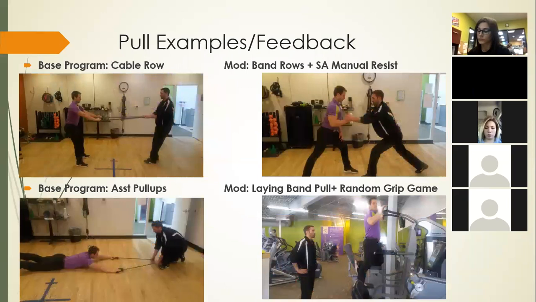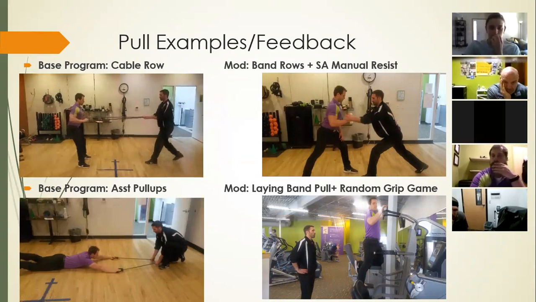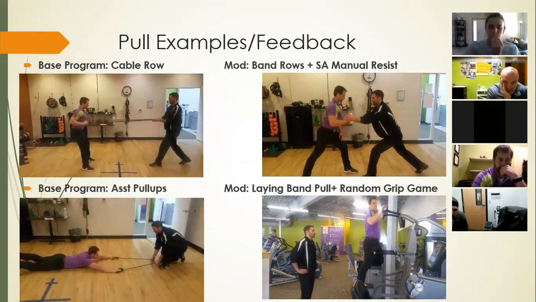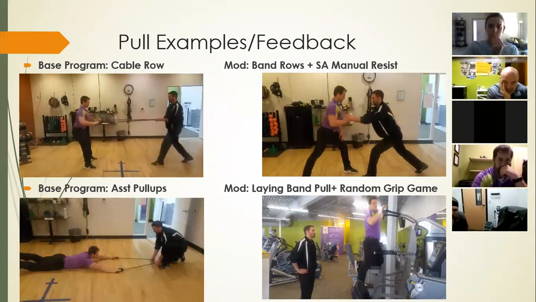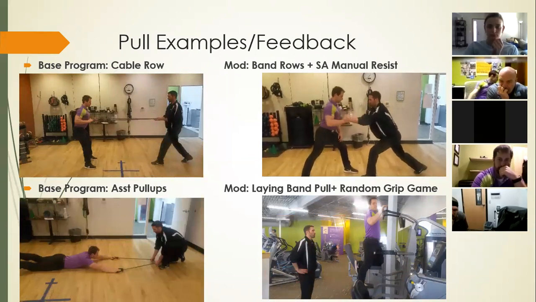Base program, you might put in a cable row. Here's what you can do with the client. Kyle, once again, is going to be my anchor point. And I'm doing the rows with the band there. And then the other one is a manual resistance one. So now we're going to do a single arm row. Kyle's pulling as I'm trying to pull in.